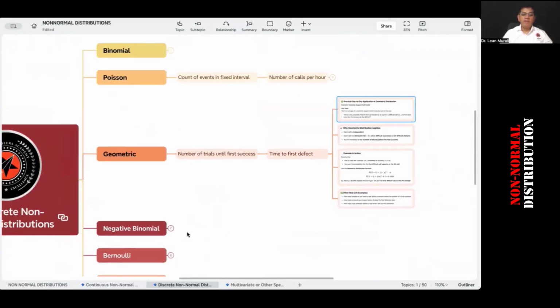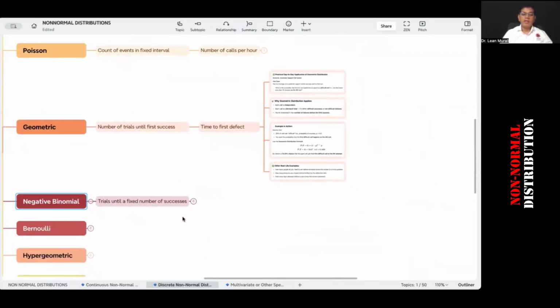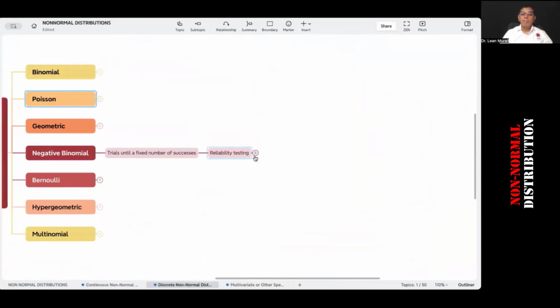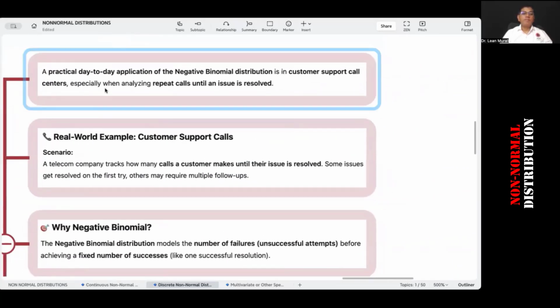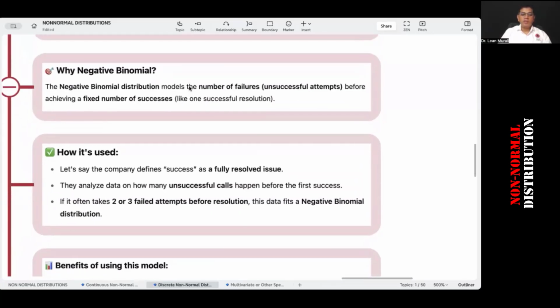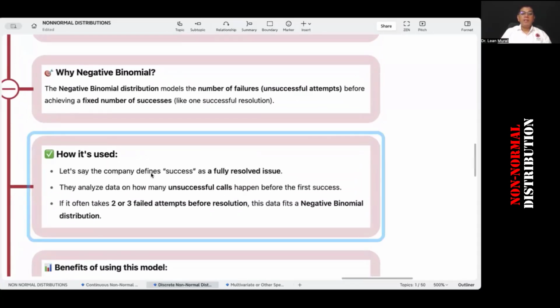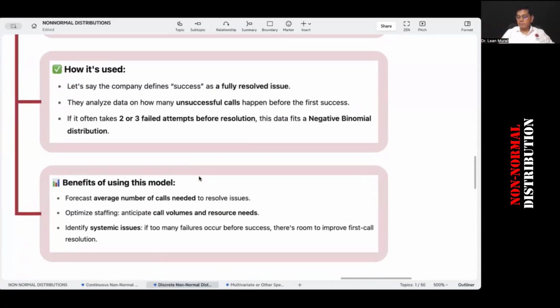Then we have negative binomial distributions. Negative binomial is again used in the reliability testing field, and in customer support calls, especially when analyzing repeat calls until the issue is resolved. Sometimes the same calls happen again and again, the same follow-up happens till it is resolved. How many times is it repeated? The company defines success as a fully resolved issue. Only then is it defined as success.